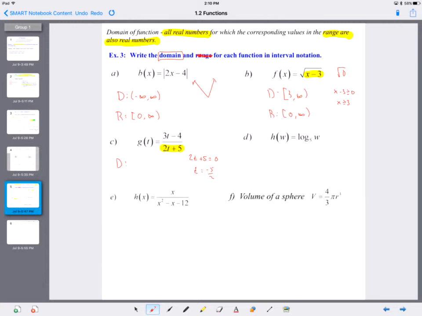We can't have that. So our domain is going to be all real numbers except for -5/2. So we're going to use parentheses right here, because -5/2 is not part of the domain, and then we're going to do union and then pick it back up on the other side of -5/2 and go all the way to infinity. So that's an example where you're covering basically the entire number line except that value of -5/2, and that happens with all your rational functions where the denominator could equal 0.